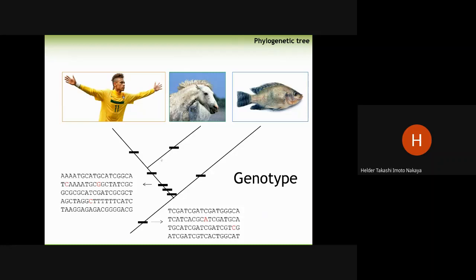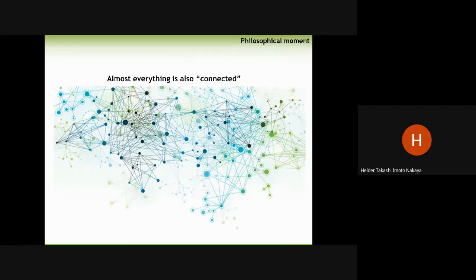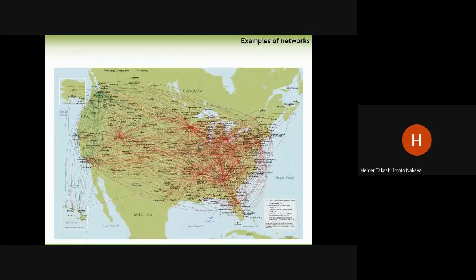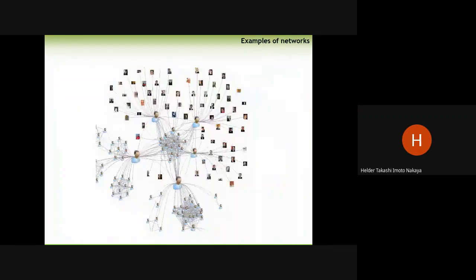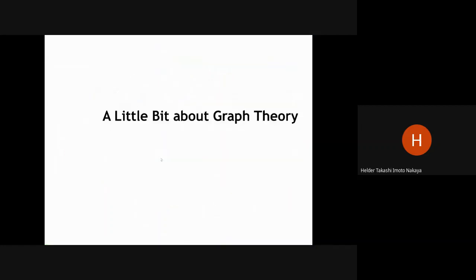And of course, if we could sequence during the millions and millions, actually billions of years of evolution, we could see the mutations happening, explaining in the ancestors why we have the species that we have today. But of course, you learned that it's not that simple. It's not that there is a simple arrow coming from genotype to phenotype, because there are epigenetic regulations, non-coding RNA, etc. And not only life, but almost everything else is connected. For example, air flights, social media, and gene networks. Let me explain a little bit about graph theory, so you're going to understand why we need this to understand how life is organized.